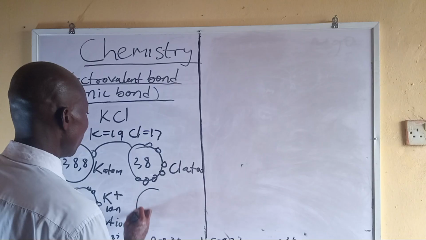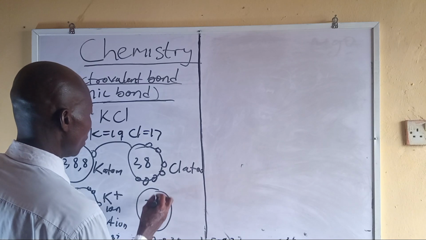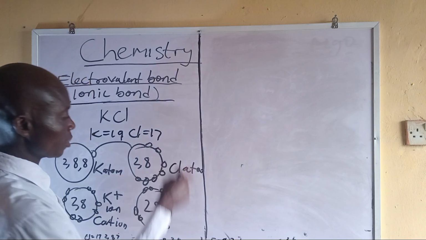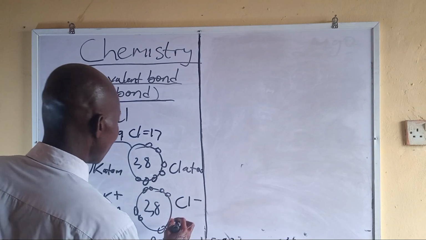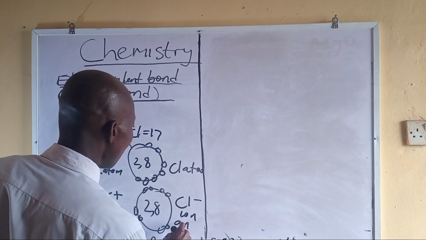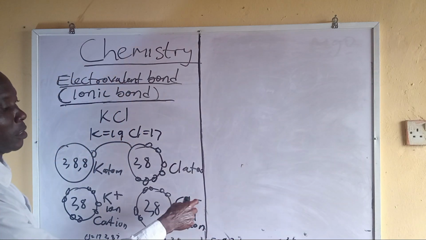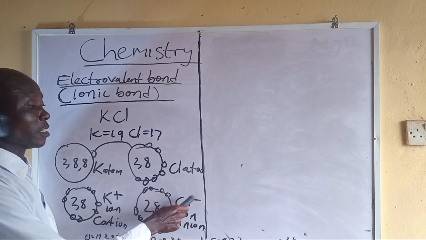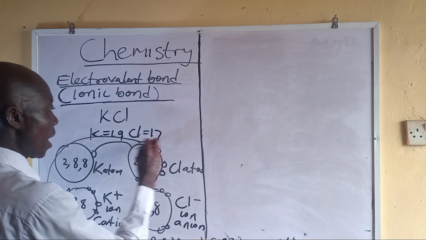Now let's see chlorine here. Chlorine is 2, 8, 1, 2, 3, 4, 5, 6, 7, 8, because 1 electron has been transferred to chlorine. So this is the chloride ion, which is an anion. Every non-metal forms an anion. What brought about this minus? Chlorine has received 1 electron. So this is how potassium chloride is formed.